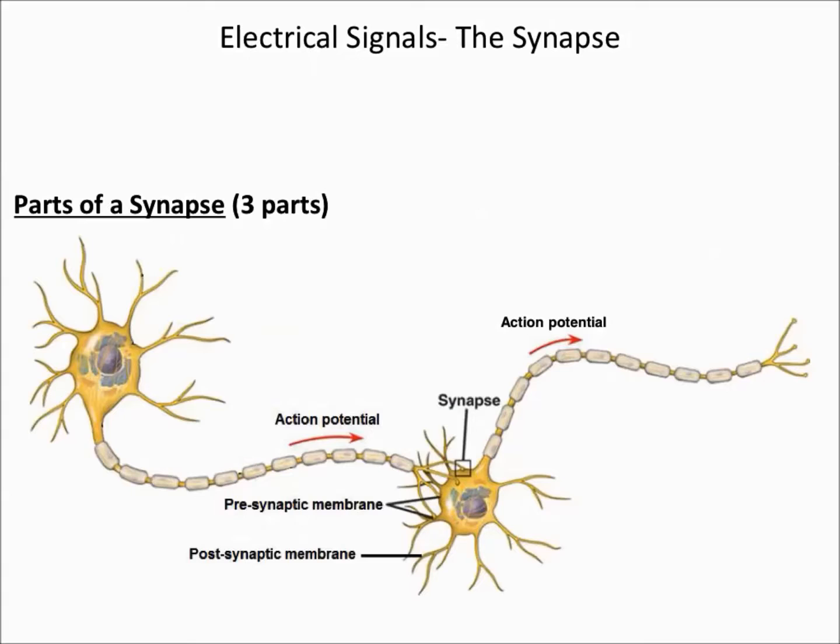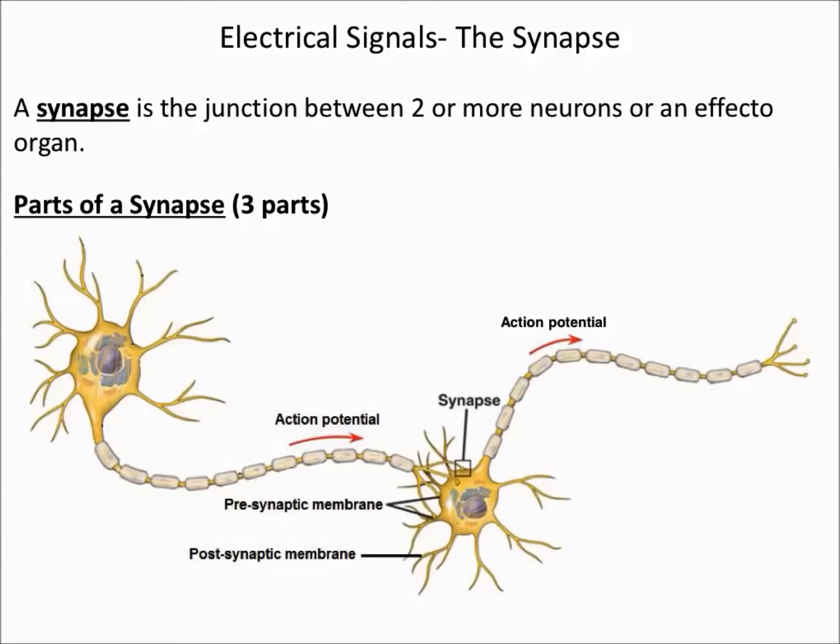Next, we're going to talk about what happens when two or more neurons meet. The junction between two or more neurons, or an effector organ, is called a synapse. There are three parts to the synapse. The first part is the presynaptic membrane, also known as the axon terminal. The second part is the postsynaptic membrane, or the dendrites or cell body of an adjacent neuron. The third part is not pictured here, but it's found between the presynaptic membrane and the postsynaptic membrane. This third part is called the synaptic cleft.